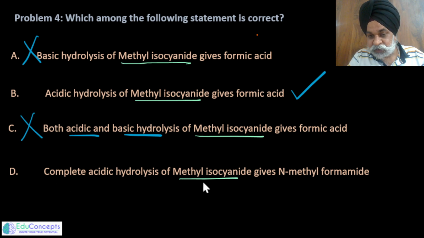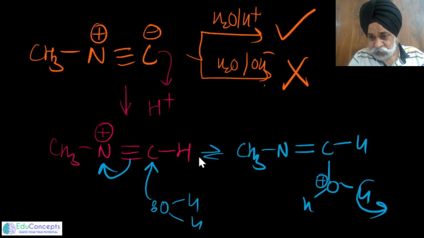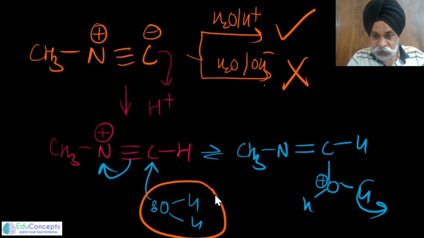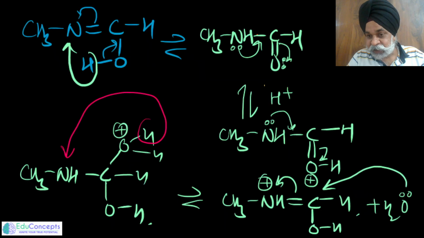Complete acidic hydrolysis, this is now a very challenging question. Complete acidic hydrolysis of methyl isocyanate gives N-methyl formamide. This in a way is a right statement, but not for the complete hydrolysis. That was the partial hydrolysis when you added 1 mole of water. Let me show it to you once again. You could see that here I have added 1 water molecule. This is the first water molecule which I have added. When I added the first water molecule, what I ended up getting here was this.